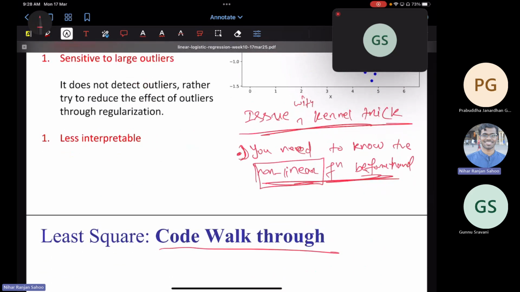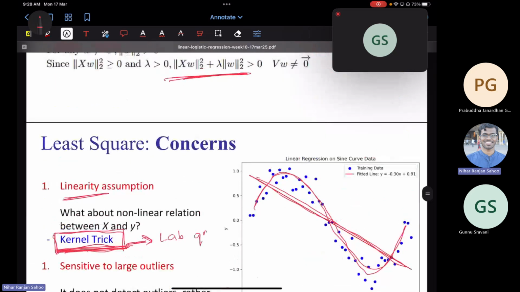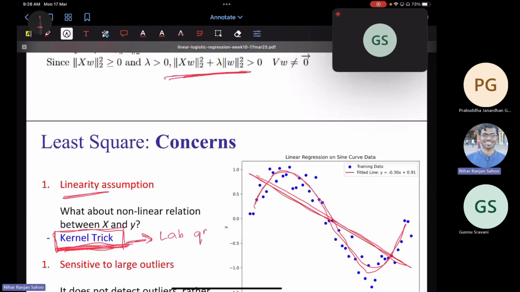Code walkthrough we'll do tomorrow. We have consumed the time. So tomorrow we'll discuss logistic regression and a code walkthrough for both linear and logistic regression.